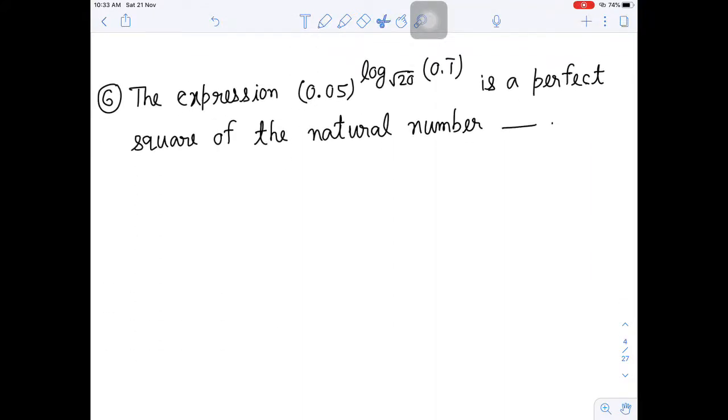Okay, then question number 6. The expression 0.05 raised to power log 0.1 recurring, where base is root 20, is a perfect square of a natural number. So we have to find which natural number it is a perfect square of.